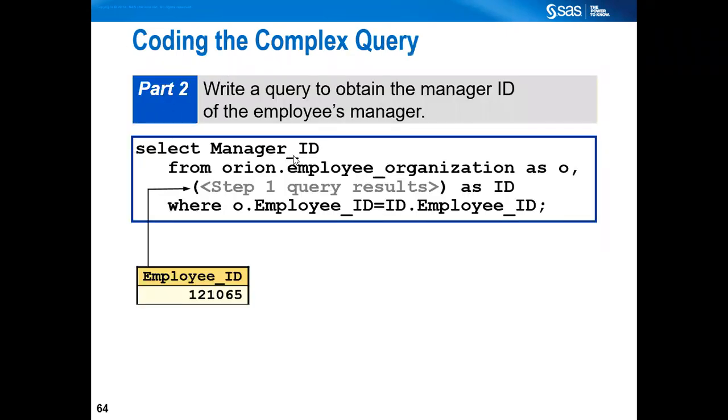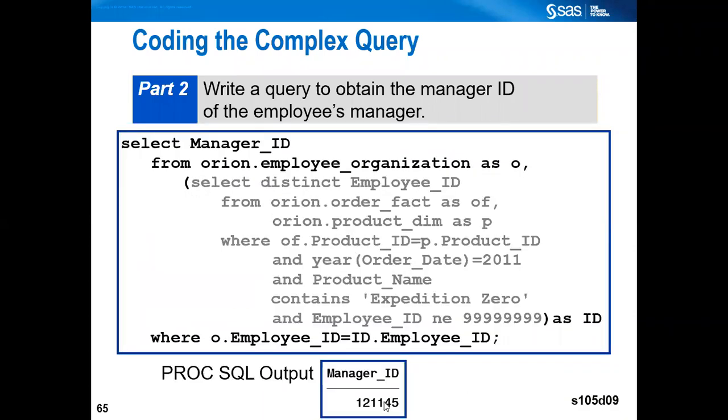So you want to select manager ID from the organization table and you write it as an inline view. So you write a query to obtain the manager ID of this. You write it as an inline view. See, it's telling in a from clause, comma, a second query or your first query result. This will represent one employee, correct? So you'll get one manager now. So write a query to obtain the manager ID of the employee's manager. This is what the query is. So you got the manager.